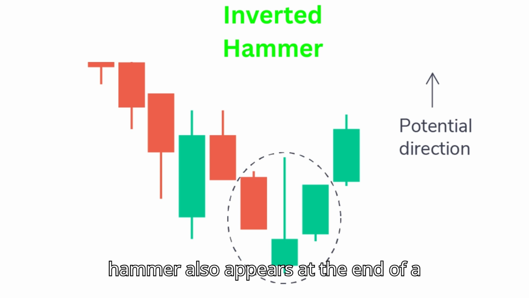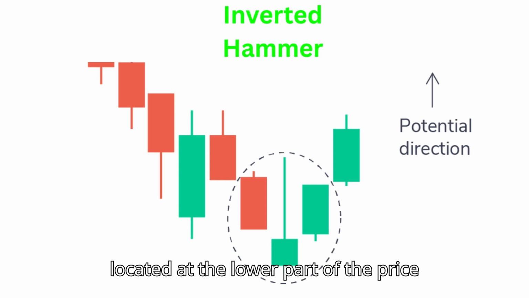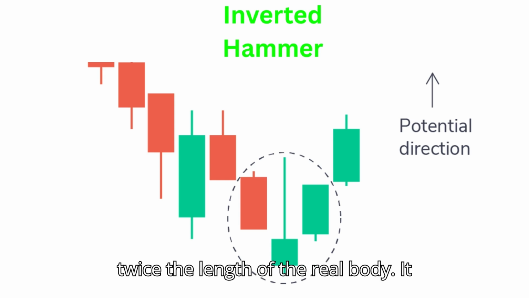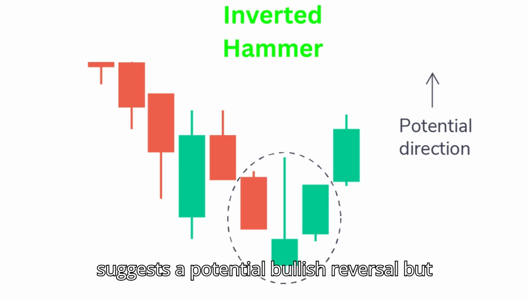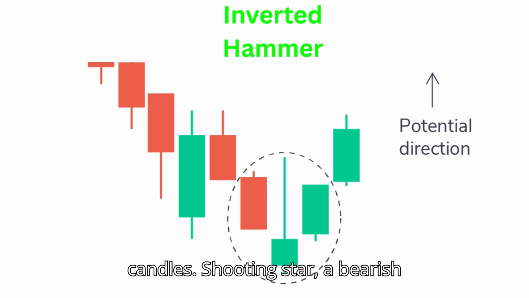Inverted hammer also appears at the end of a downtrend. Its real body is small, located at the lower part of the price range, with an upper shadow at least twice the length of the real body. It suggests a potential bullish reversal, but requires confirmation from subsequent candles.